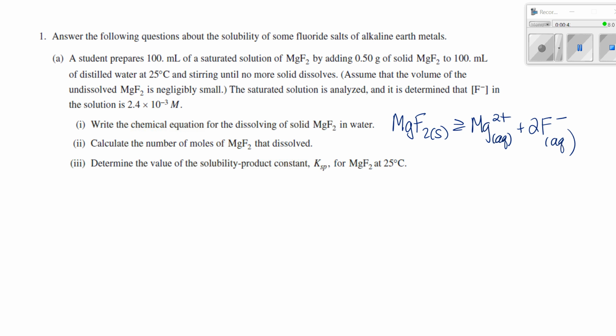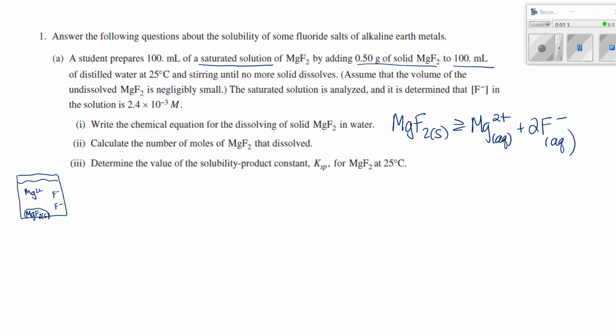So if I look through my setup here, first thing I notice is that they tell me that it's a saturated solution, and you made the saturated solution by adding a certain amount of solid to a certain volume. And keep in mind that when you have a saturated solution, we are at equilibrium, and one of the reasons why I know it's saturated is because there's going to be some solid still remaining at the bottom of the container, okay? And some of it will have dissolved into ions.